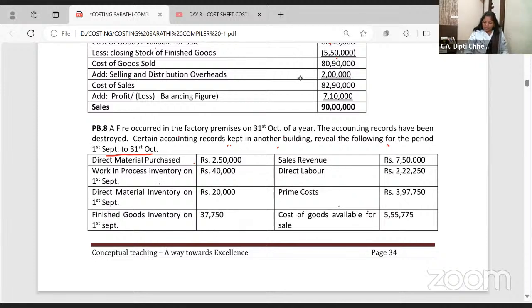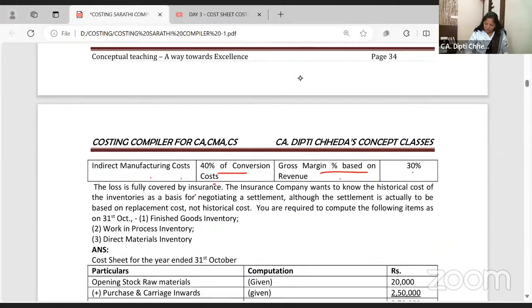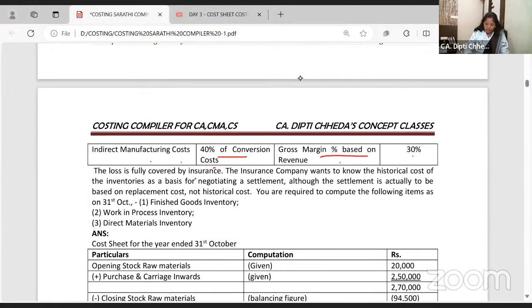Direct labor, prime cost, cost of the goods available for sale. I have taught you. This time I'll use it because they have given that figure. Manufacturing expenses is 40% of conversion cost. What is it? I've told you. Percentage of profit on sales is 30%. The loss is fully covered by insurance. Insurance company wants to know the historical cost of inventory.